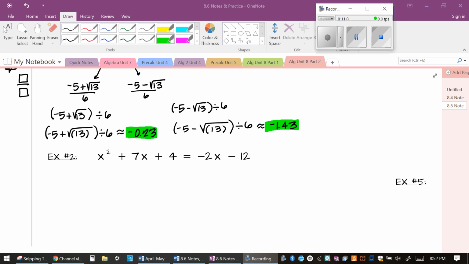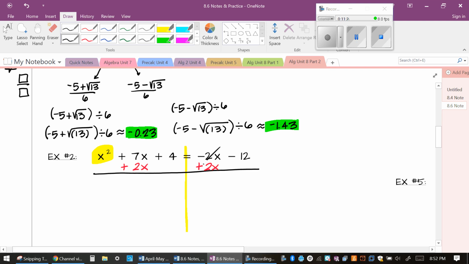Okay. As I look at example 2, I notice that it is not set equal to 0 and it is not in standard form. So the first thing I'm going to do is look at my quadratic terms. There's only a quadratic term on the left side. It's already positive, so that means I want all the other terms to be on that same side, the left side. Very carefully, I'm going to start moving all the terms to the left side, making sure that I keep like terms together.